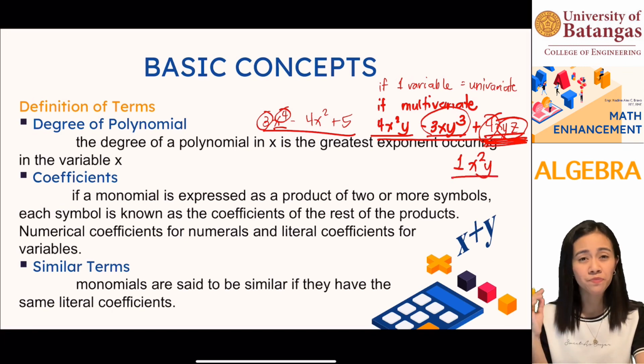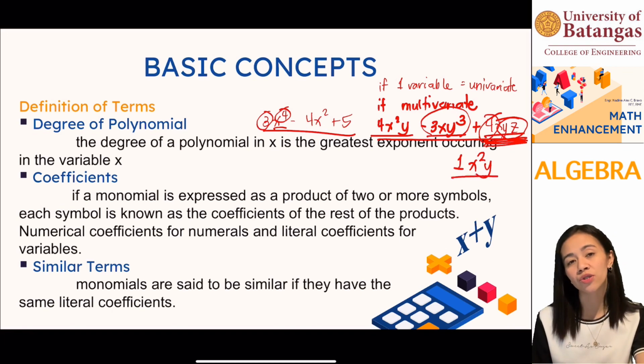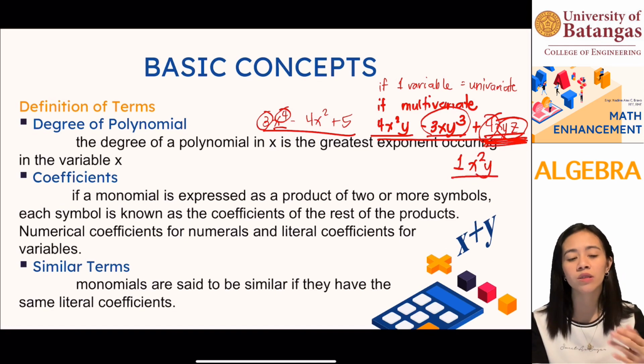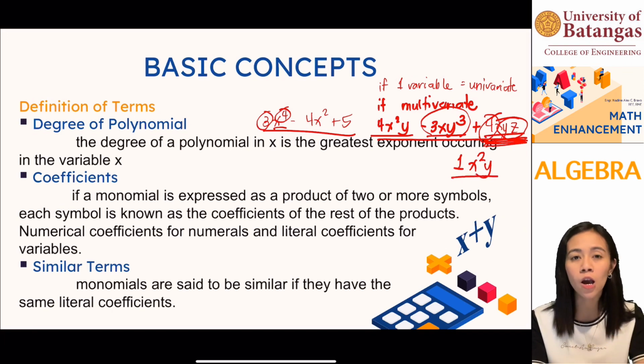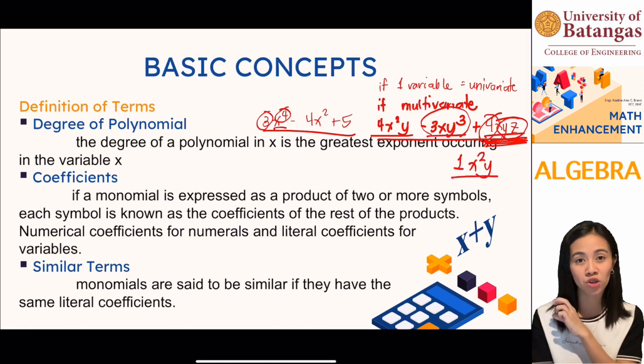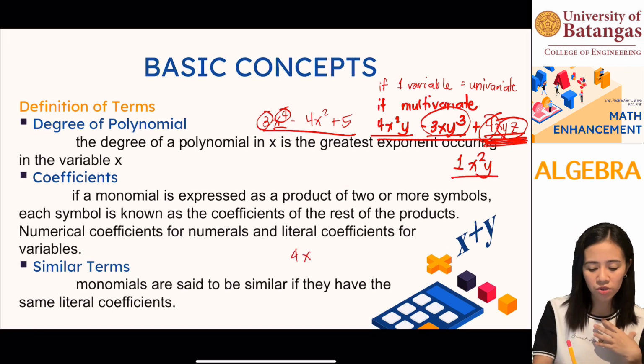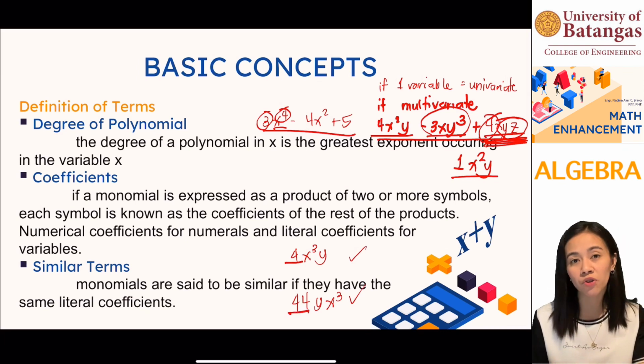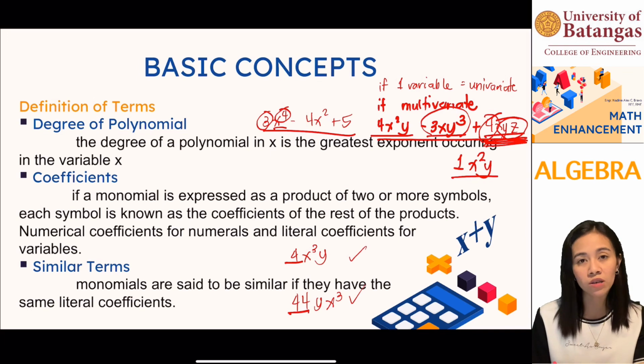For similar terms naman, monomials are said to be similar if they have the same literal coefficient. As long as the terms bear the same exact literal coefficients, ibig sabihin same yung letter, same yung exponent, okay lang mag-iba yung order because we know multiplication is commutative. Pwede siyang mag-iba-iba ng posisyon. Still, they are considered similar terms. If you have 4x cubed y and 44 yx cubed, these two are still considered similar terms. Okay lang magkaiba yung numerical coefficients nila as long as the literal coefficients are the same.